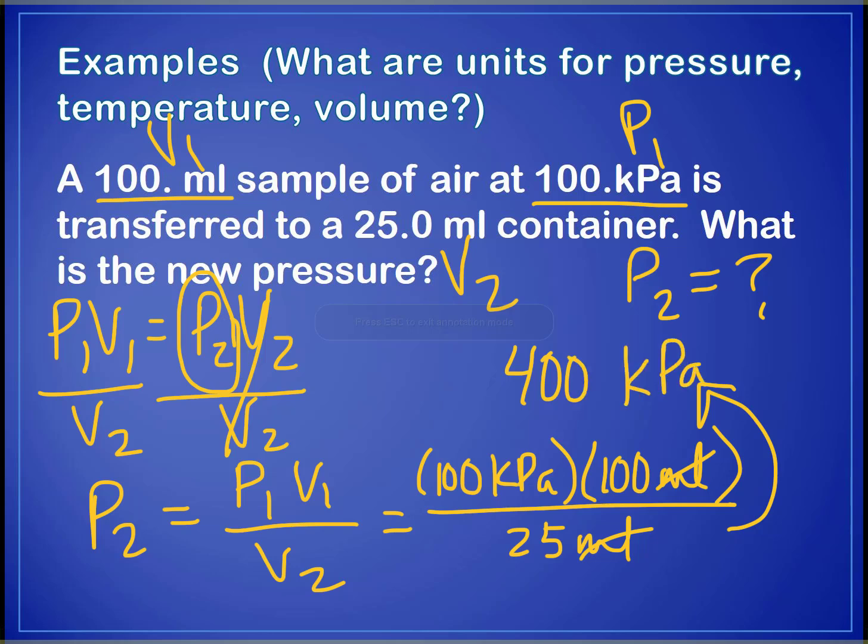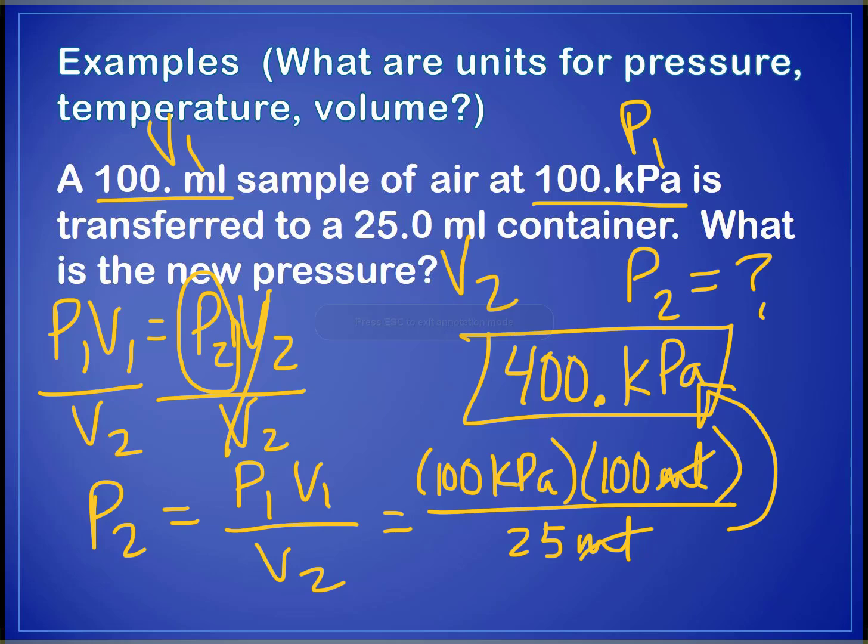And let's look at sig figs. So we have 3 sig figs in the first number, 3 sig figs in the second number, 3 sig figs in the third number. So when I'm multiplying and dividing, you want to go to the lowest number of sig figs. So I should have 3 sig figs. So I'm just going to put a little decimal right there. So that means that we've measured to that ones place. So this is our new pressure when we put it into a smaller container.